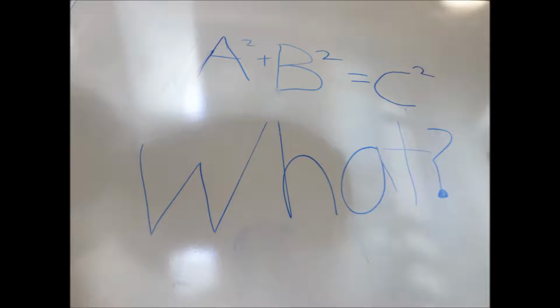Now that we know what A squared, B squared, and C squared are on the right triangle, we will introduce the Pythagorean theorem, which is for any right triangle, A squared plus B squared equals C squared. What is that?